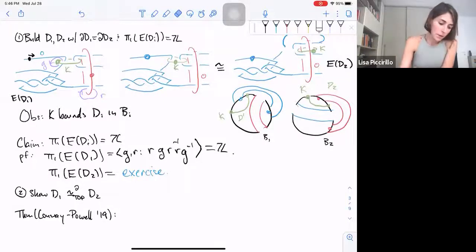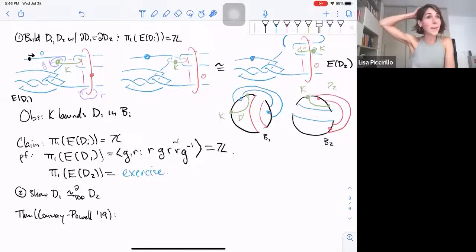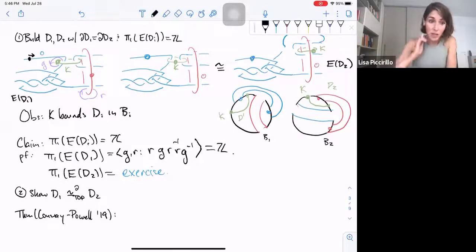So next up, we are going to try to show that these disks are topologically isotopic rel boundary. And in the last two exotic results, when I needed to show manifolds were something topological, in that case homeomorphic, I didn't actually do it. I appealed to theorems of other people that told me how to do it, and we're going to do the same thing here. So let me state a theorem.